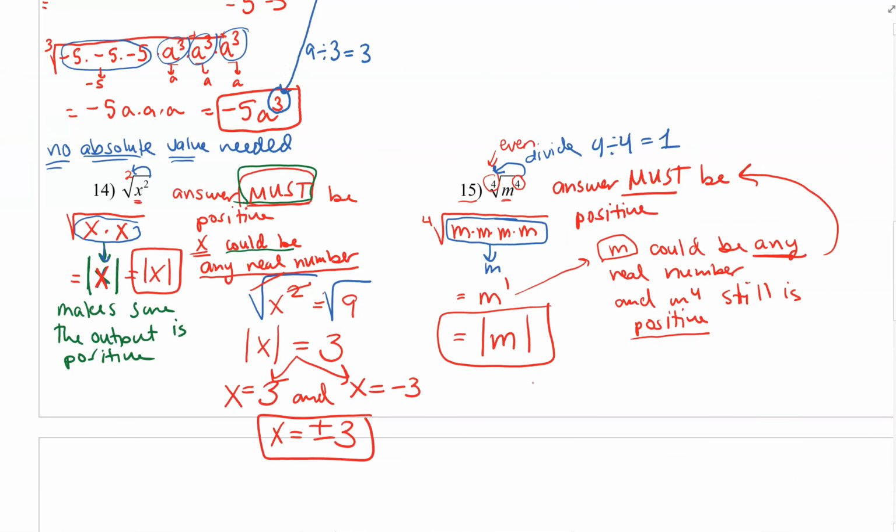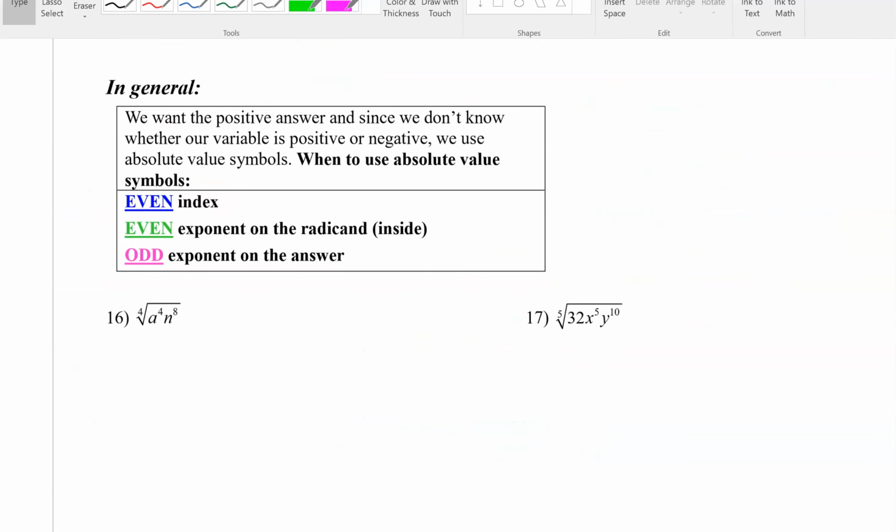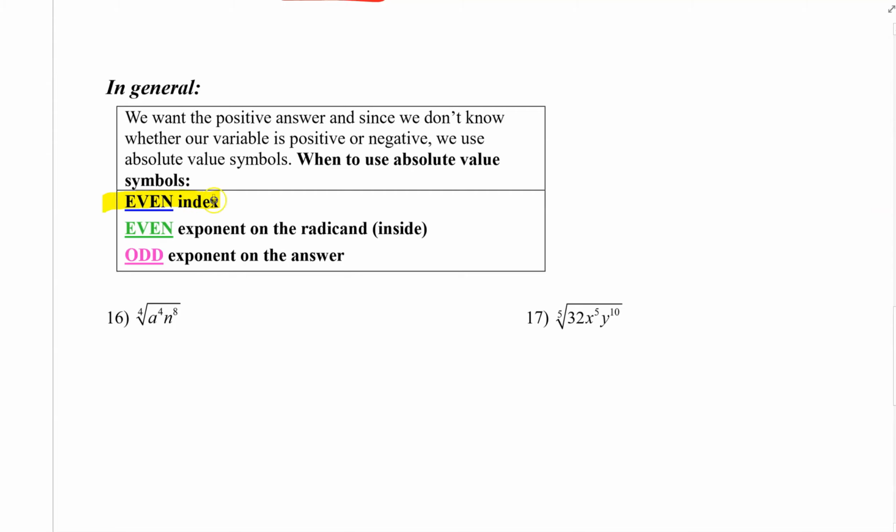So let's recap the rules. Let's go down here. This is in general, this is what you need to remember. Okay, you need to remember even, odd. This is the only time when you will be required to use absolute value.